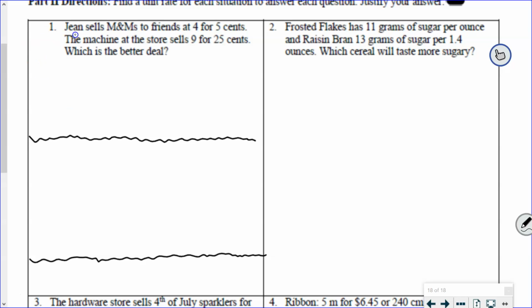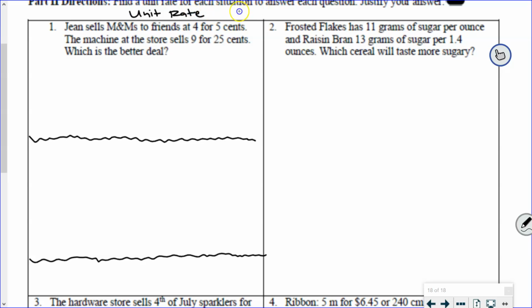And now we can read the situation, and it says, Jean sells M&Ms to friends at 4 for 5 cents. The machine at the store sells them 9 for 25 cents. Which one is the better deal? To answer these questions, I want us to always find the unit rate. So we need to think for a second about what unit rate is. We did talk about that in our previous lesson.